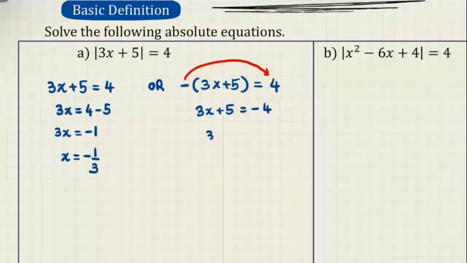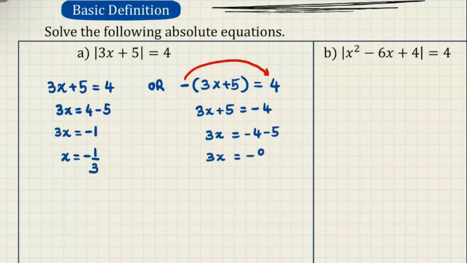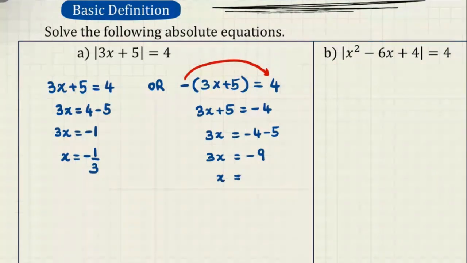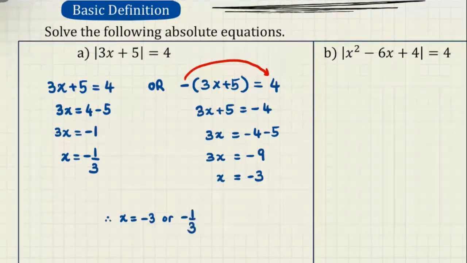And then kita pindahkan 5, it will be negative 4 minus 5. So we have 3x equals to negative 9. And finally, negative 9 divided by 3 is negative 3. So this will be our answers. So dah dapat dua jawapan. So conclude our final answer. Therefore, x will be equals to negative 3 or negative 1 over 3.